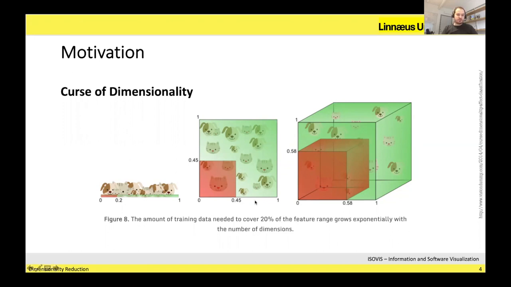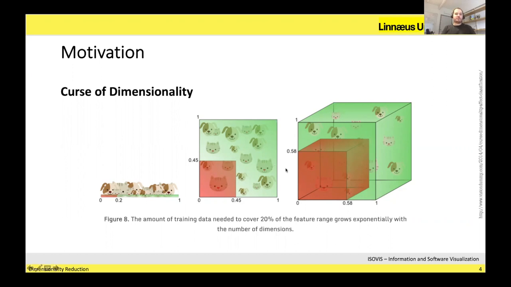In order to cover 20% of the possibilities of everything that exists in the feature space, you would need 20% of the cats and dogs in the world. So if you happened to sample 20% of all the cats and dogs that exist in the world, you could say, okay, I've covered 20% of the possibilities of my feature space, right? Because you just have one feature.